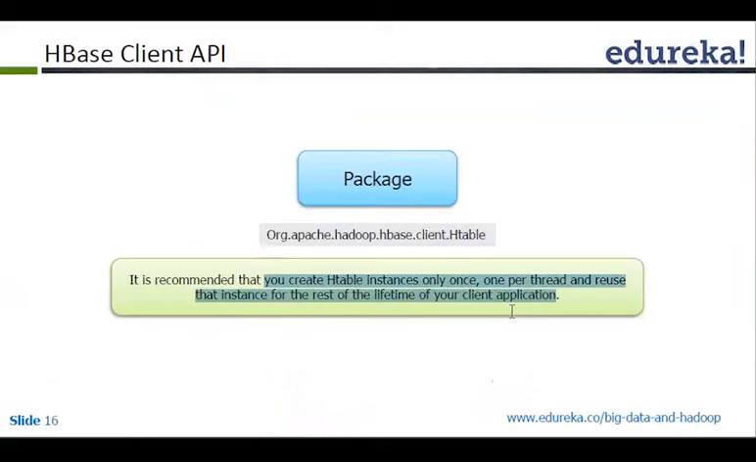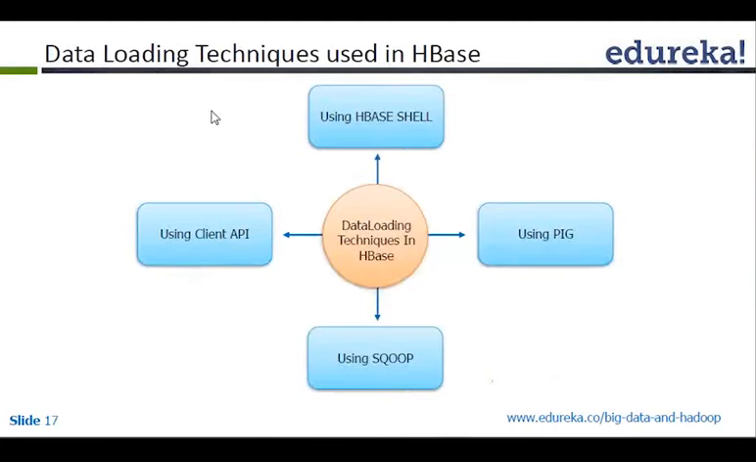It is not advisable to create separate HTable instances every now and then, because it is going to be expensive. It's like a connection. So what are the different ways data can be put into HBase? One, we have already seen it using the shell, right? That is using the HBase shell.